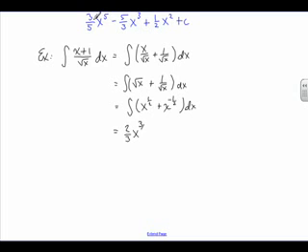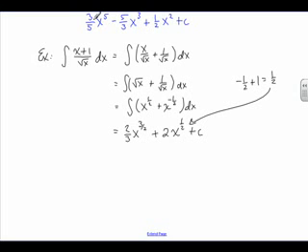2/3 x to the 3/2 plus. Now think about adding 1 to negative 1/2. You're going to get positive 1/2. Divide by 1/2 is the same thing as multiplying by 2, so that's the same thing as 2 times x to the positive 1/2 power plus c. So what I'm thinking is negative 1/2 plus 1 is positive 1/2. So that's the new power, and that's what I have to divide by.